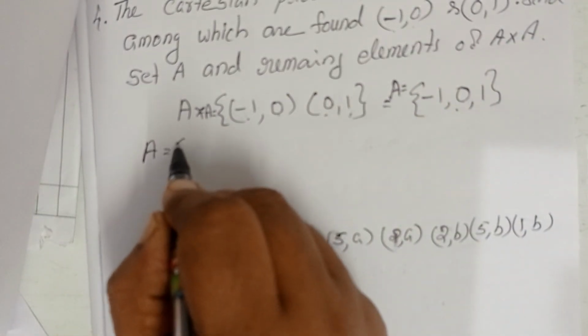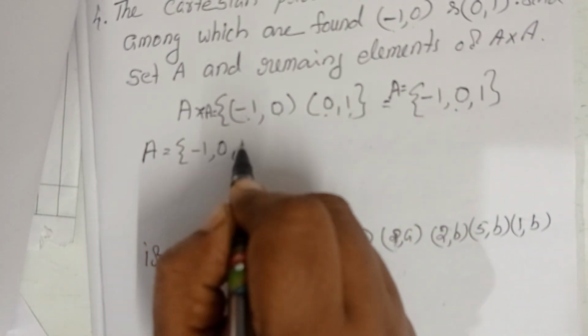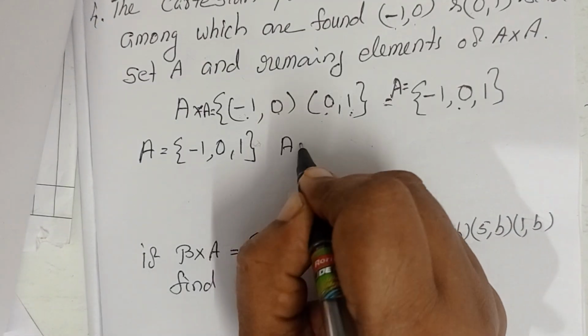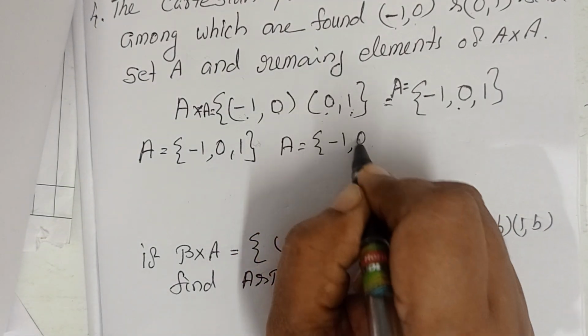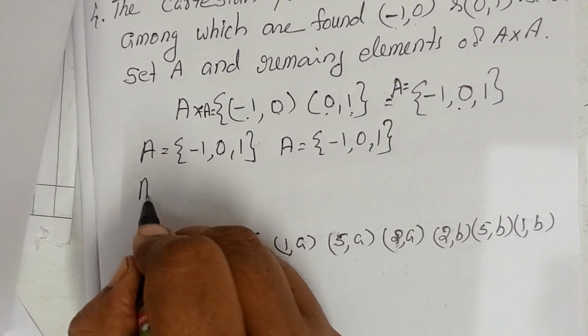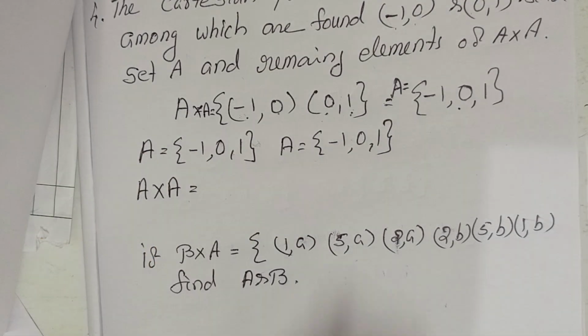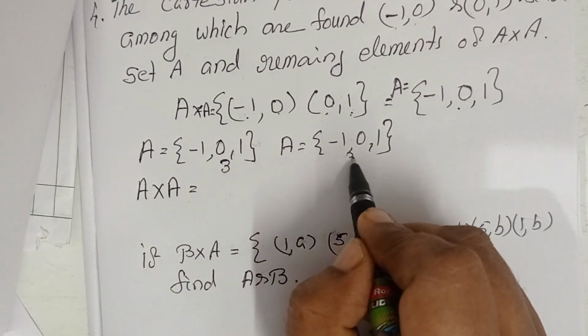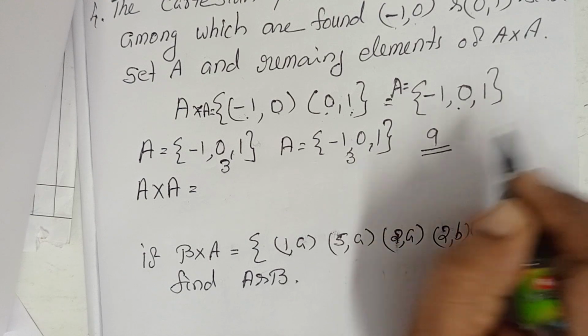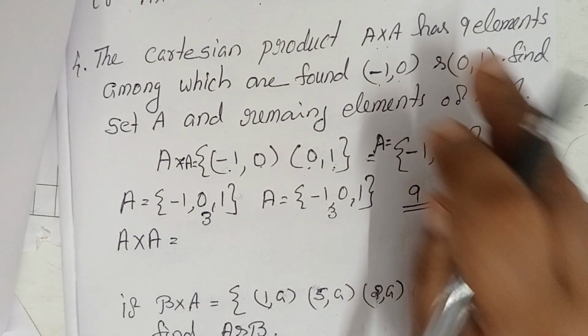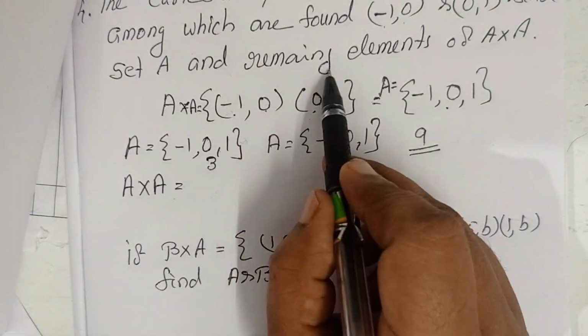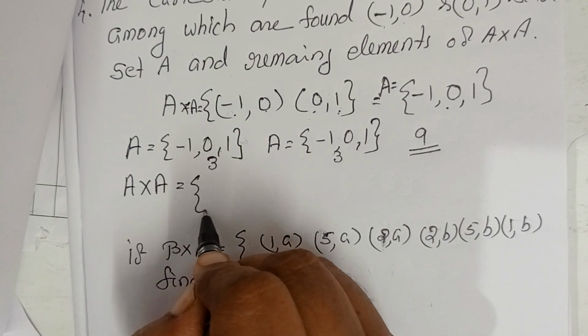You can write this. A equal to -1, 0, 1. And second A is also -1, 0, 1. That means our aim is to take A cross A. Here 3 elements, here 3 elements. Therefore in A cross A 9 elements. That is already given in the question, 9 elements. Find the remaining elements, or you can write all the elements.